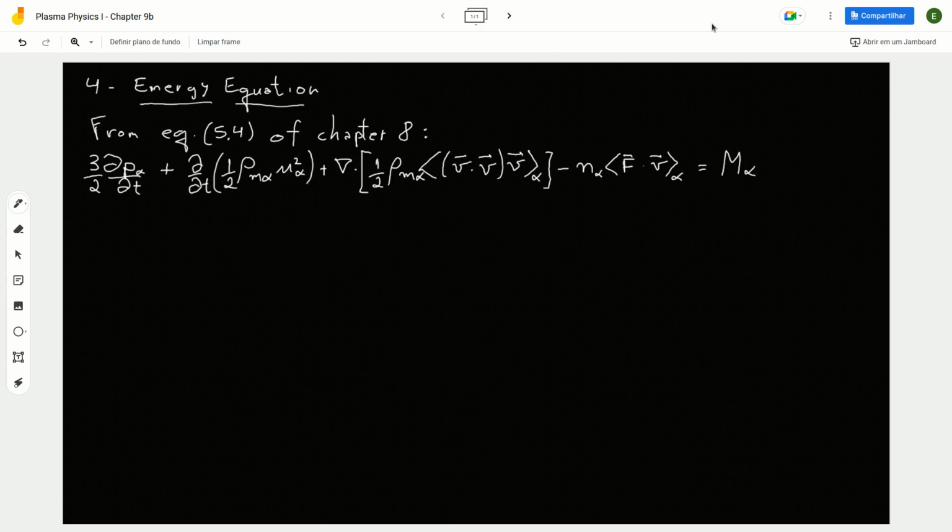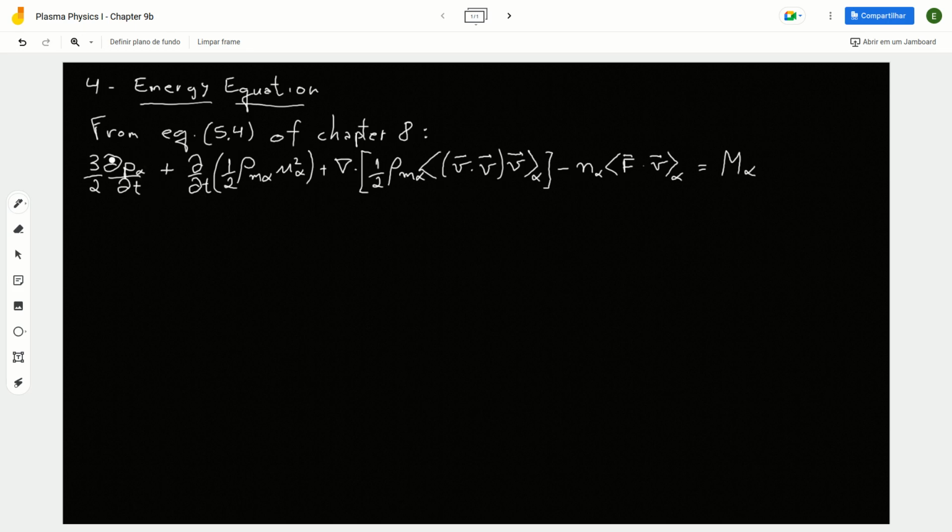Hello everybody, let's start the second part of chapter 9, this time with the derivation of the energy equation. This is the most difficult one to obtain, and you'll see why. We start with equation 5.4 of chapter 8, which is this one. It's the energy conservation equation for each alpha species.